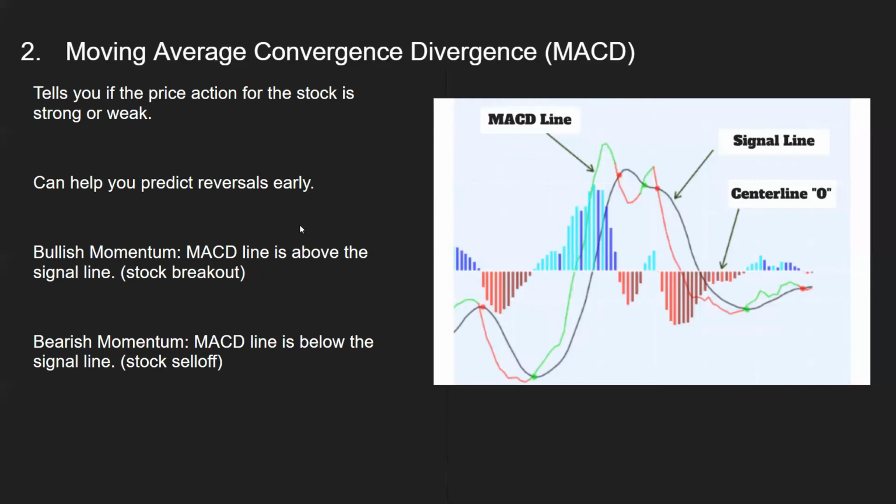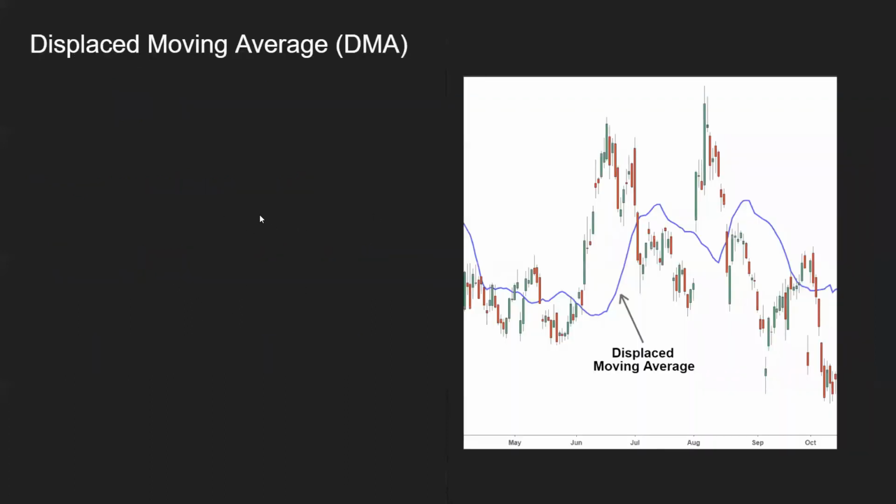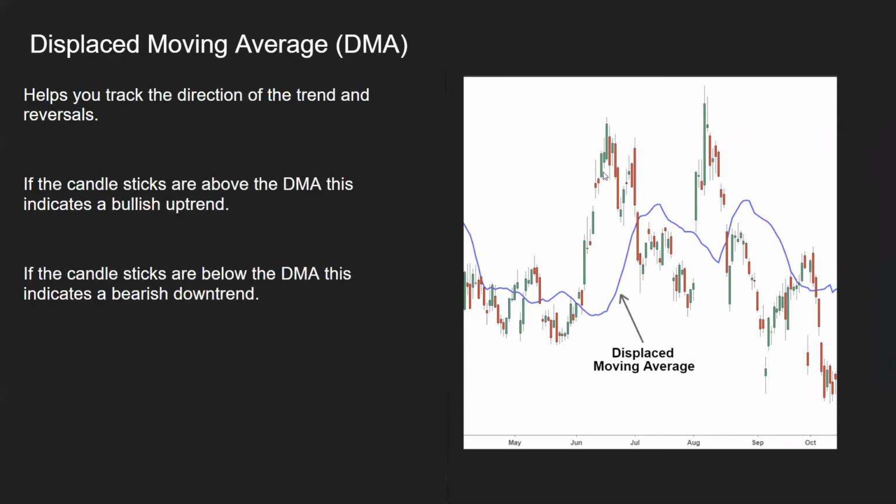Very helpful price indicator. So lastly, we have the displaced moving average. This is what it looks like on a chart. Pretty simple. This indicator appears on top of the candle, so it might be confusing, but it's not that bad. This helps you track the direction of the trend and the reversals. It's similar to the RSI kinda, but how it works is if the candlesticks, these red and green things, are above the DMA, this indicates a bullish uptrend.